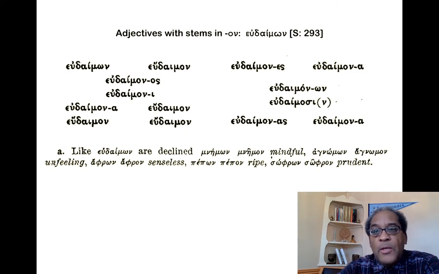And likewise, in the plural, you're going to have the endings -ες, -ων, -σι, -ας in the masculine, feminine, and in the neuter, -α, -ων, -σι, -α, added to εὐδαιμον. And so these are pretty recognizable and predictable if you're lucky enough to have consolidated those endings of the third declension well enough. So, like εὐδαίμων are declined μνήμων, mindful; ἀγνώμων, unfeeling; ἄφρων, senseless; πέπων, ripe; and σώφρων, prudent. Okay.